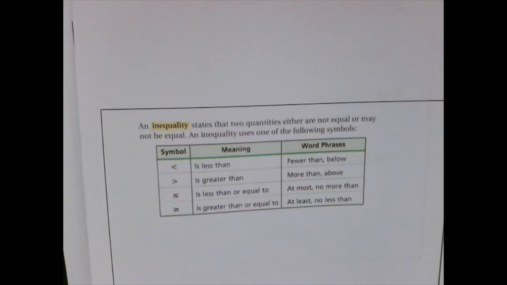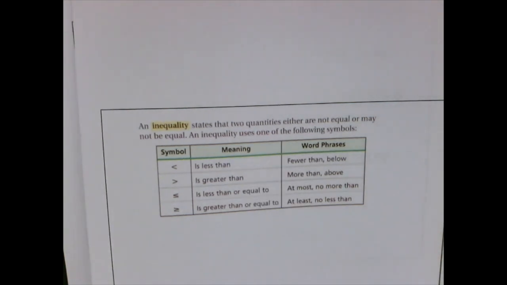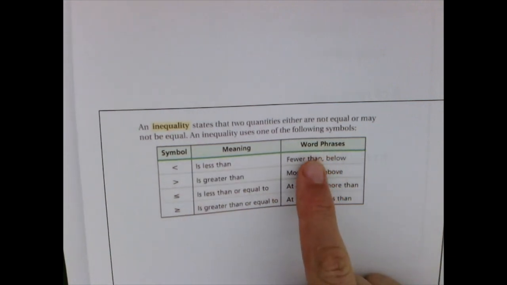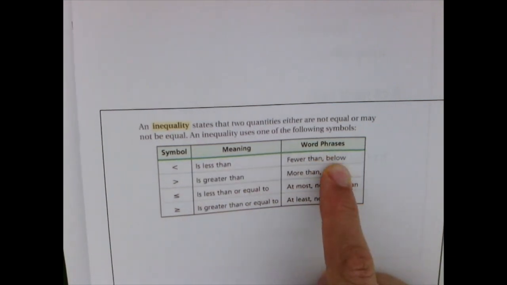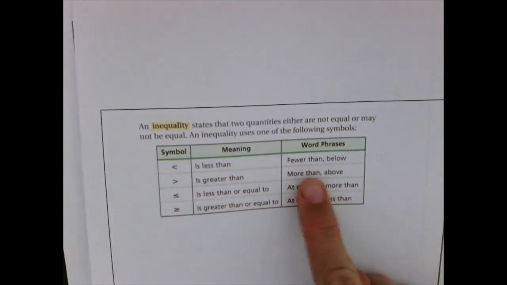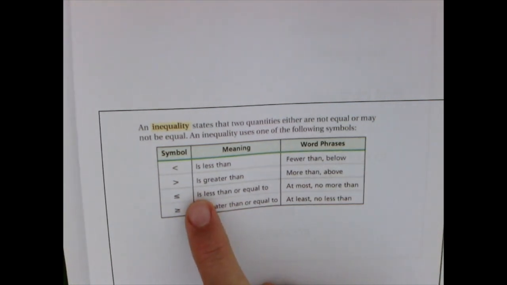Now we can think of an inequality that states two quantities are either not equal or may not be equal. An inequality uses the following symbols. In class, I will pass this paper out for you. If you need a minute, you can copy this down in your notebook. This is the less than sign. When we're talking about word phrases: fewer than or below. Greater than: more than or above. Less than or equal to is less than or equal to.